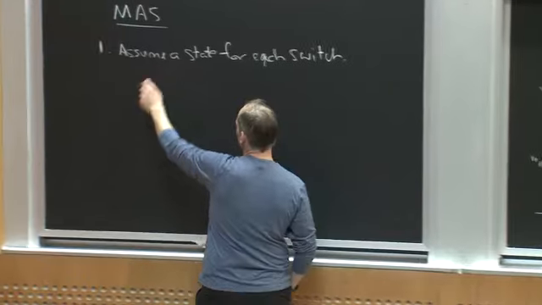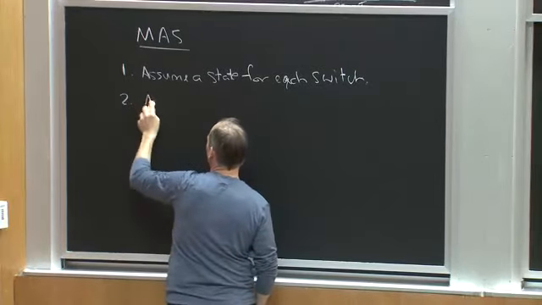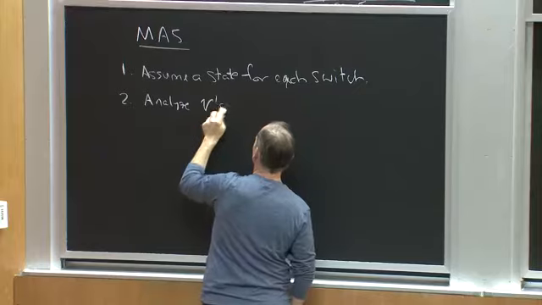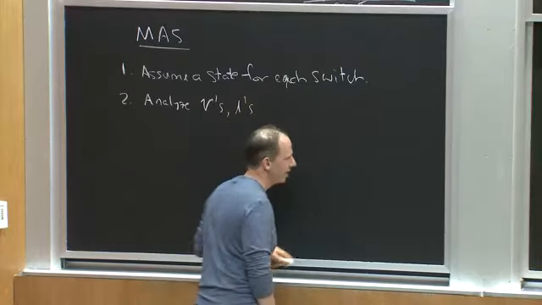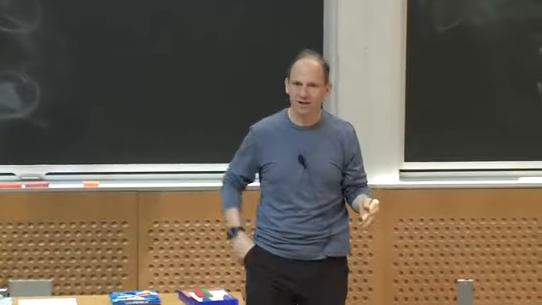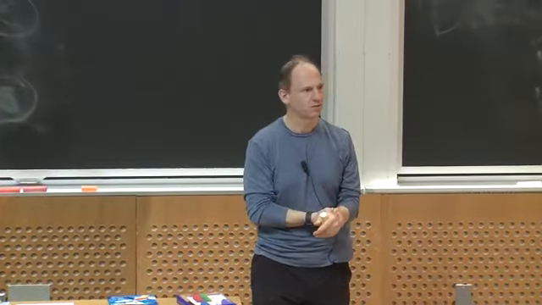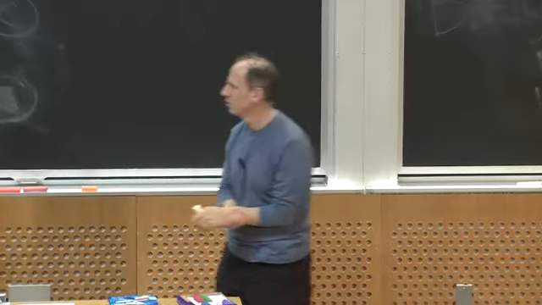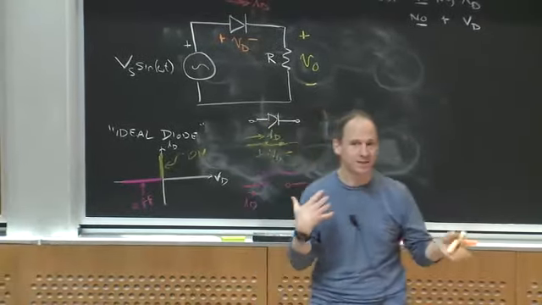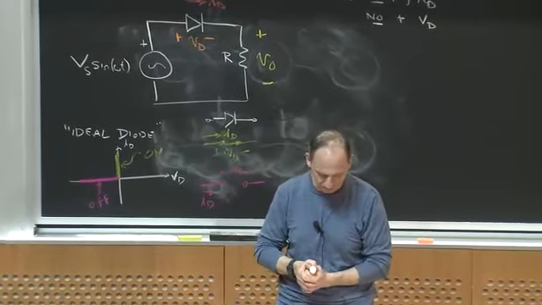So I've assumed a state, substituted in, then I analyze the V's and the I's in the circuit, right? Now, if what I have is switches, inductors, capacitors, resistors, that kind of thing, then that just becomes a linear circuit problem that's straightforward to solve, right? So analyzing the V's and I's in that case is pretty easy, whereas if I want exponentials in there, then it gets a little ugly.